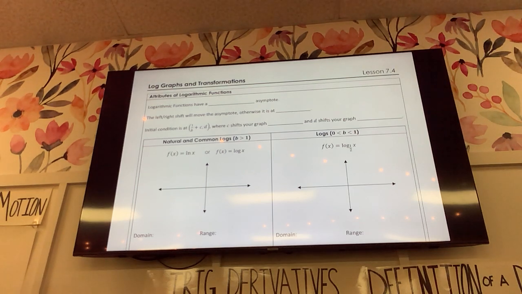So for log functions, you are going to have a vertical asymptote. All right, exponentials had horizontal. So because your asymptote is vertical, the left-right shift is going to move your asymptote. Otherwise, it's going to be at x equals 0. All right, so whichever way you're moving left and right, that's going to move your asymptote.